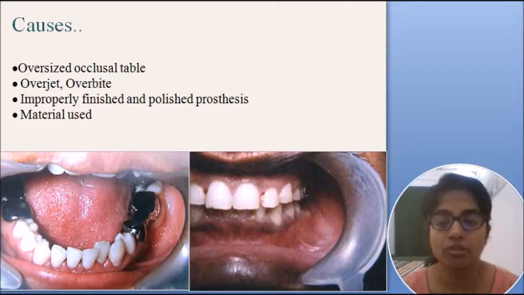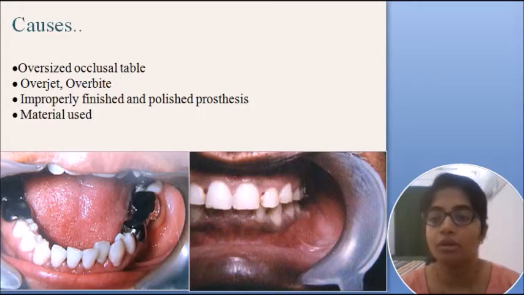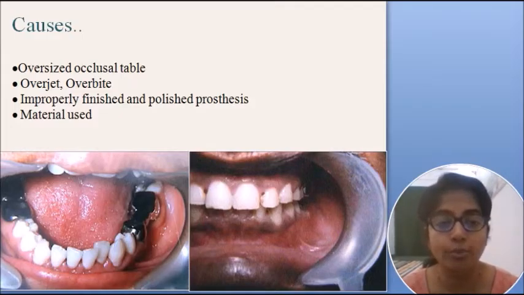finished and polished prosthesis, and material used. So the material also can cause allergic reactions. So these are the reasons of damage to the perioral tissues. Now I have to say here that overjet and overbite, if they are not proper, it can lead to lip biting, okay, and it can cause damage to the soft tissues during eating, speaking, and so on.